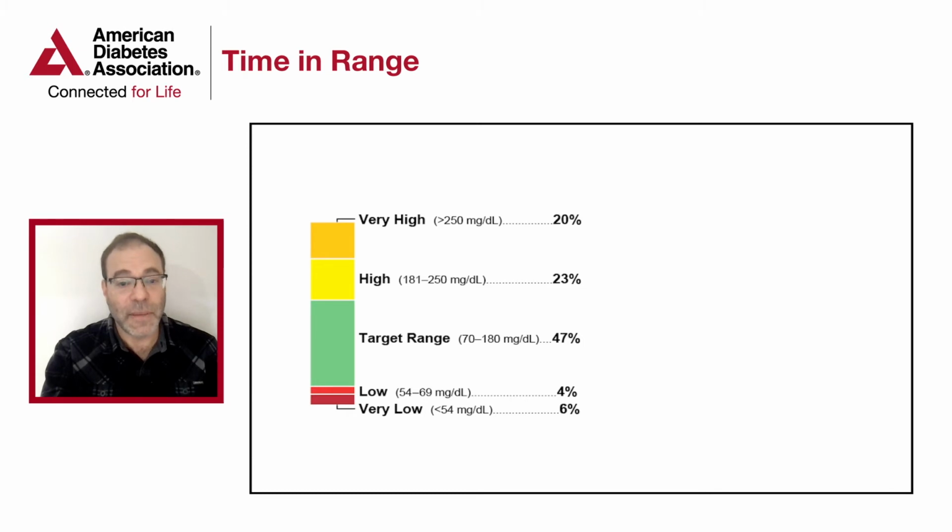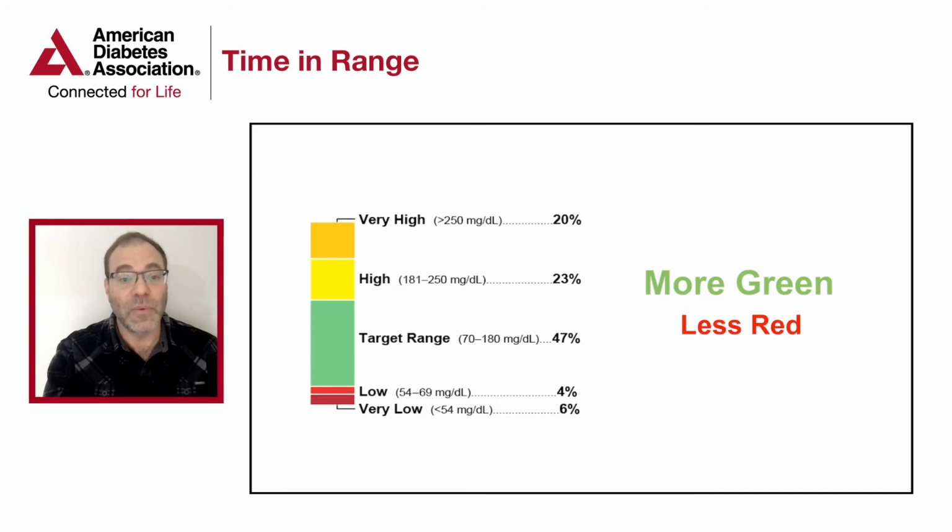So for this patient's summary data here on the left side of the screen, they're spending a total of 10% of time with low glucose below 70. And remember, we want that to be less than 4%. And their time with very low glucose is 6%, which we want to be less than 1%. So this is someone who's experiencing quite a lot of time in hypoglycemia, and we want to see them with more green and definitely with less red.